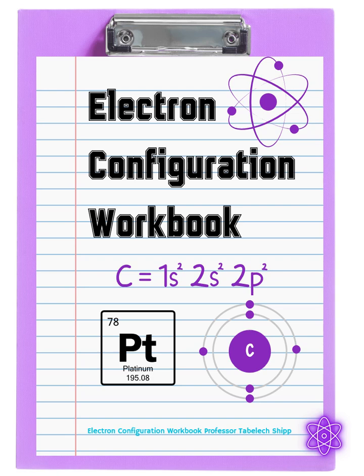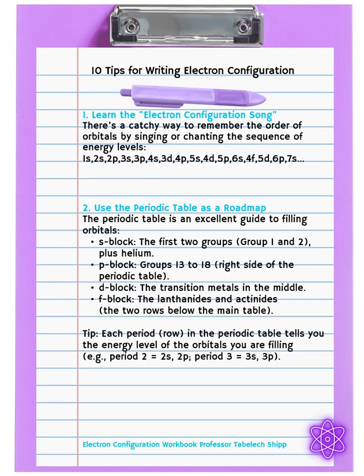Let's get into our video today on some easy tips on how to write electronic configuration. Tip number one, you want to learn the electron configuration song. Now, I say it's a song, but it's more like a catchy phrase. 1s2, 2s2, 2p, 3s, and so forth. So whenever you're doing these, you want to keep the order in mind.